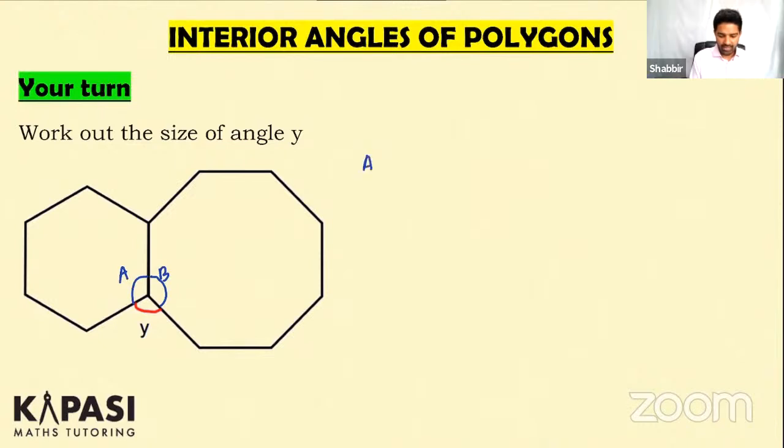So let's start with A. That's part of the hexagon. It's the interior angle of the hexagon. So I'm going to work out the sum of the interior angles first. So 6 take away 2, 4, times 180 equals 720 degrees. And then that's the total. I only want one angle, and because they're all the same in the hexagon, it's a regular shape, I divide that by 6, which gives me 120 degrees. So A is 120 degrees. I'm just going to put that here.